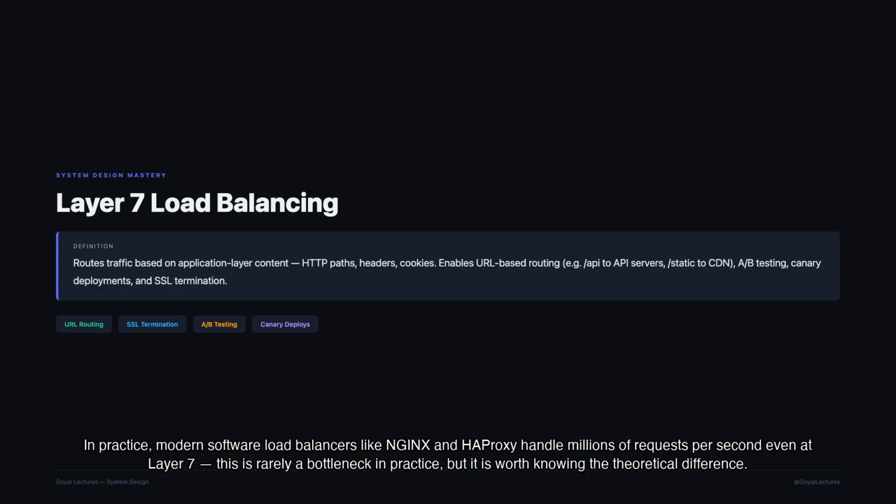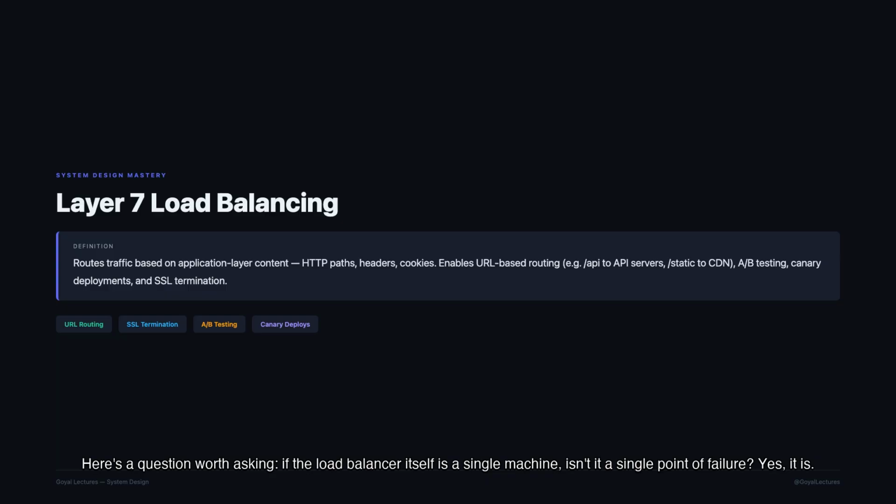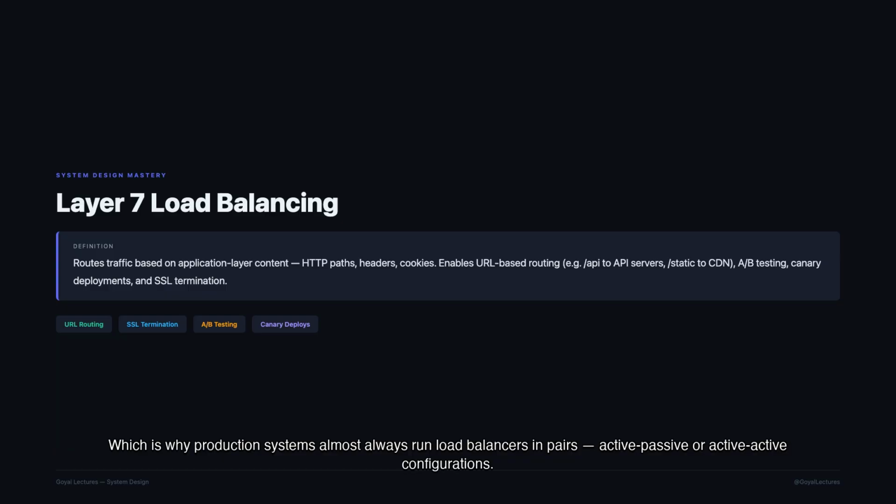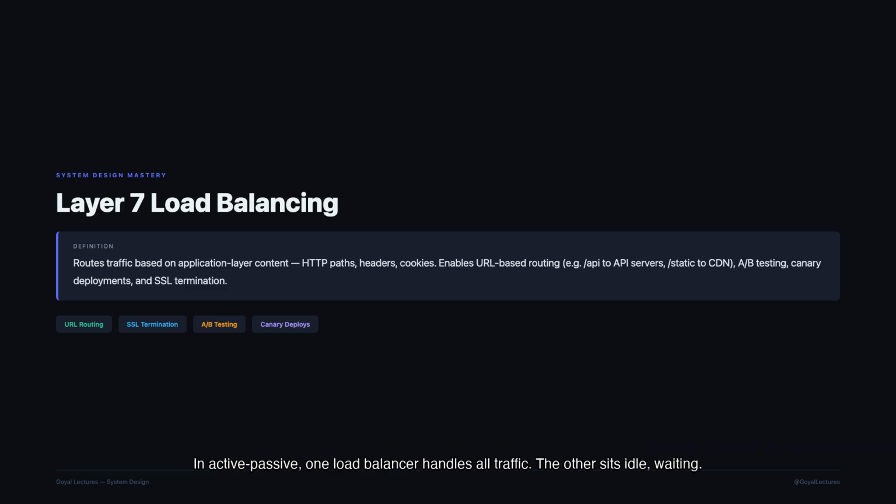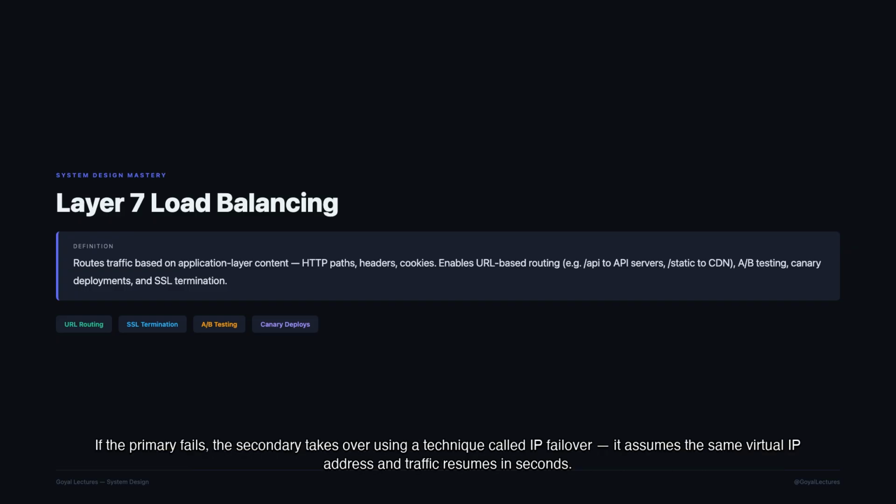Here's a question worth asking. If the load balancer itself is a single machine, isn't it a single point of failure? Yes, it is. Which is why production systems almost always run load balancers in pairs, in active-passive or active-active configurations. In active-passive, one load balancer handles all traffic. The other sits idle, waiting. If the primary fails, the secondary takes over using a technique called IP failover. It assumes the same virtual IP address and traffic resumes in seconds.